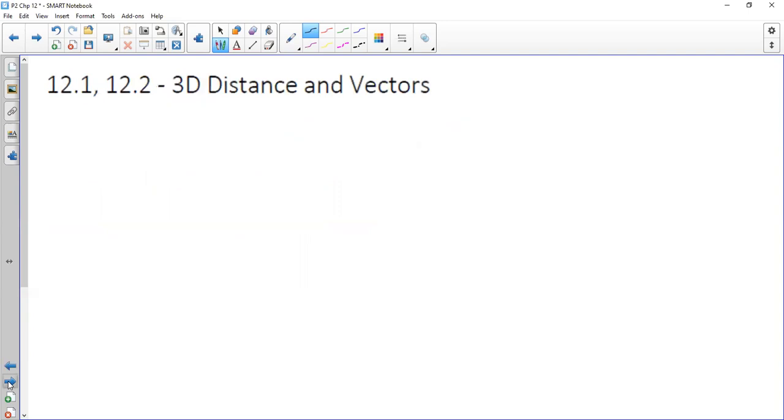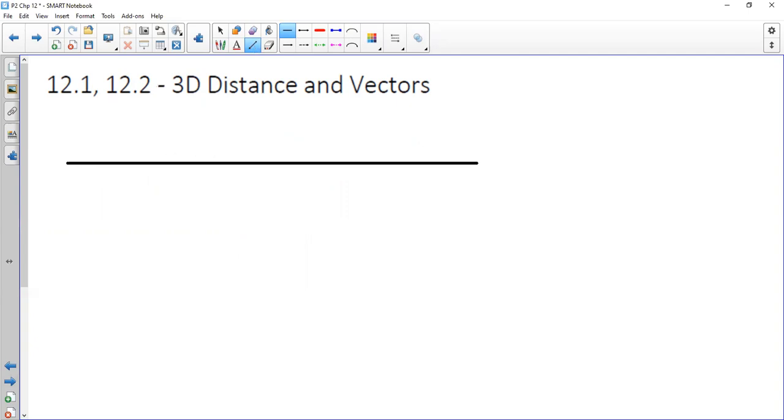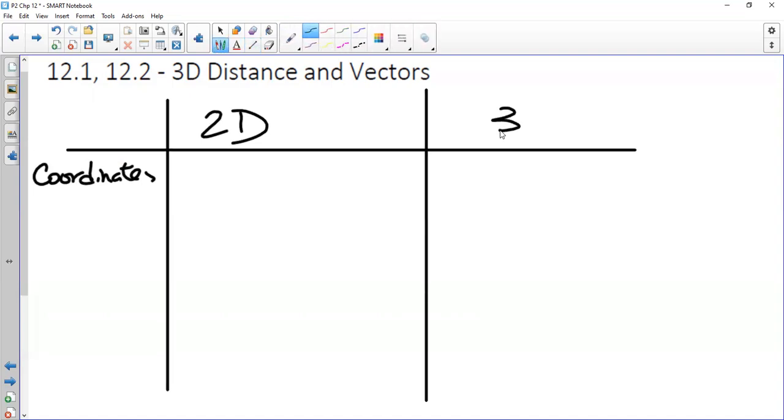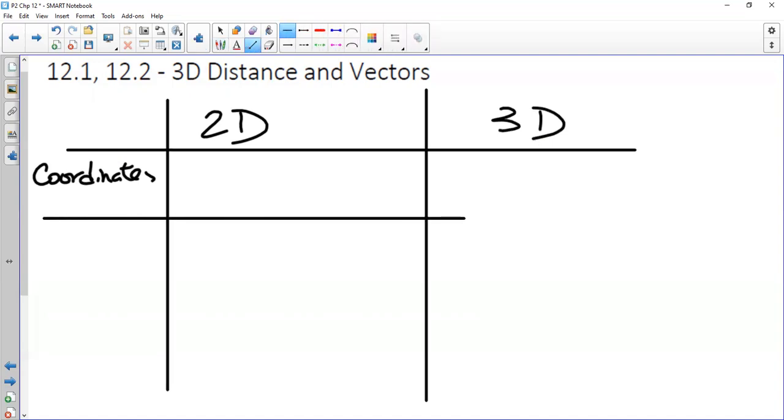Right, so in here we learn about 3D vectors and distance. In your paper, you should have space. If you've got a bit of space, you can make a nice table. If you don't want to, you can see me do it first before you know how much space to use. You can use the full width and full length of the space. So you've got coordinates here, you've got 2D and 3D. So we compare 2D and 3D. So first of all, coordinates.